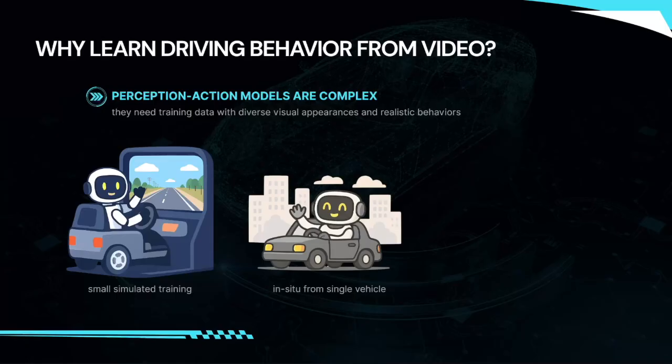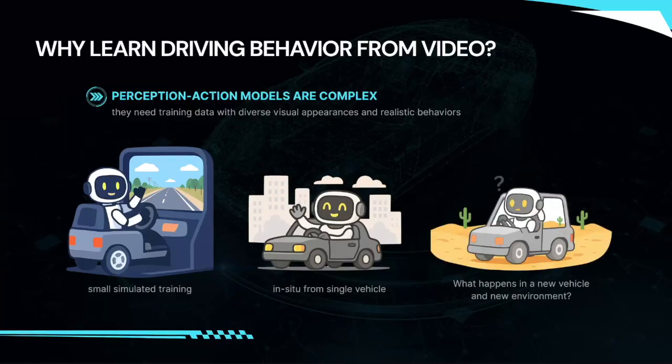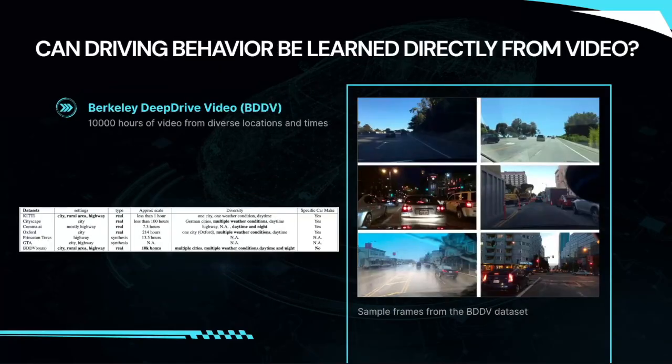So what happens if we place this model into a new car in a new environment? They will not generalize well. This brings us the question, can driving behavior be learned directly from video? To answer this question, they first had to create a dataset called Berkeley Deep Drive Video.